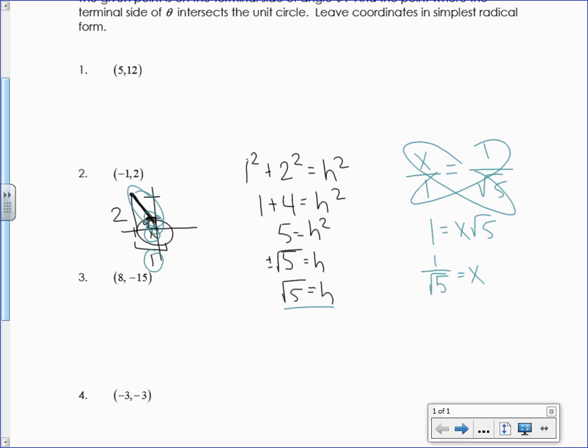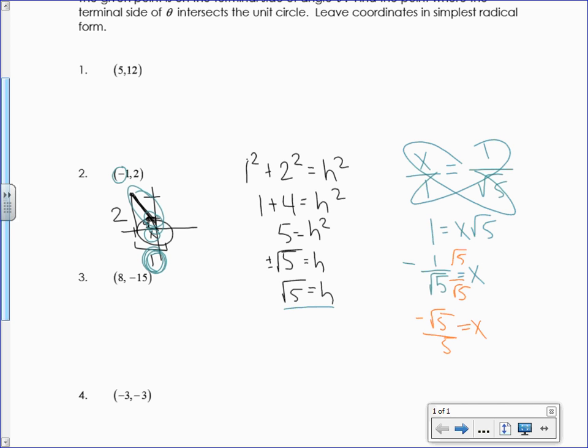Now there are 2 things that we need to be aware of. For starters, notice that while the length of this base was positive 1, because length is always positive, my point was negative because I'm in quadrant 2. This point on my unit circle is also in quadrant 2, so I need to make this negative. The other thing is we just learned how to rationalize, and I can rationalize this because it has a radical in the bottom. So I'm going to multiply by the square root of 5 over the square root of 5. When I do that, I get negative the square root of 5 over 5 is equal to x.